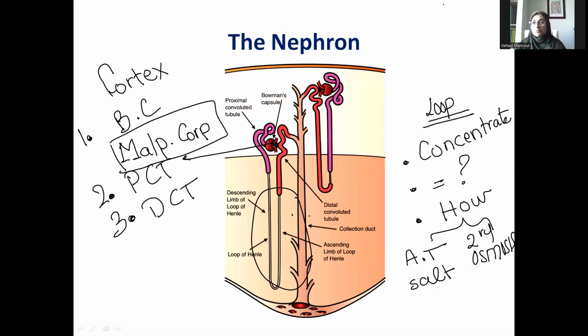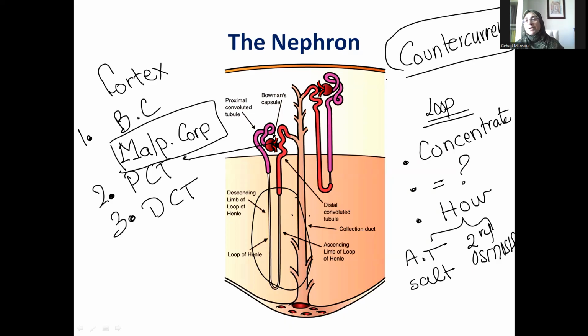What helps the loop of Henle to concentrate urine is that it acts as a countercurrent system. So you might be asked about how the loop of Henle is well adapted to concentrate urine by being a countercurrent system. What does it mean to be a countercurrent system? It means that you have two arms that are parallel to each other, close to each other, and the fluid in them circulates in two opposite directions.